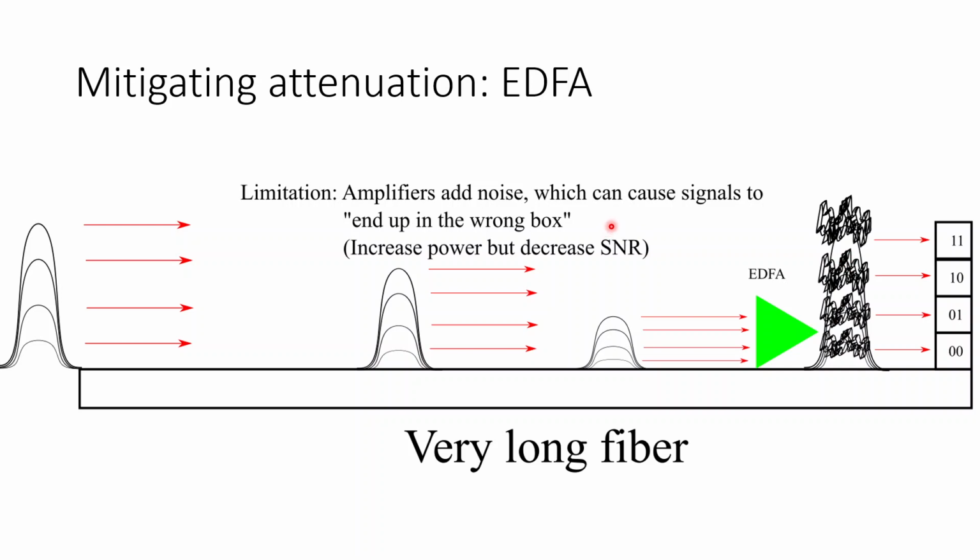So one way you can think about it is that an EDFA can increase the power of the signal, but it'll always decrease the signal-to-noise ratio, because even though it scales up the power of the signal coming in, it also adds a bit of noise on top of it.